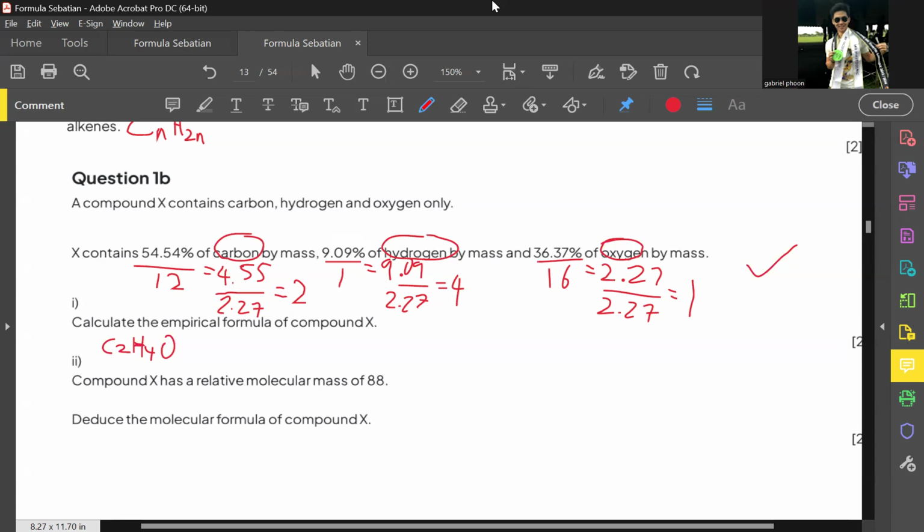Okay, then next, what do we do? Compound X has a relative molecular mass of 88. Deduce the molecular formula of compound X. What do we do? How do we relate this 88 with this thing here right now? Anyone?